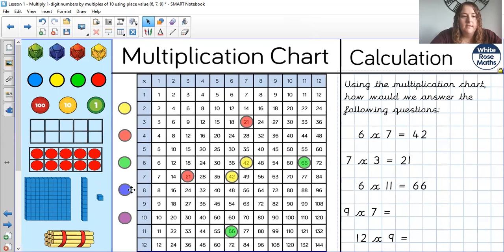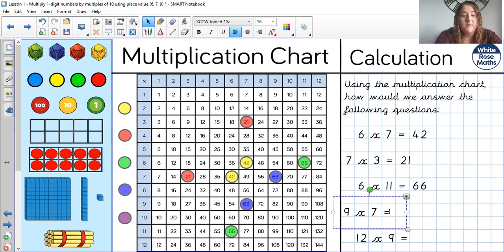9 times 7, I can use the blue this time, starting with the 9 along the top and going down to where it meets the 7 along the side here, so 63, or I could do 7 along the top and going down until I reach the 9. And again, the answer is the same, 63. Obviously, we're seeing here that you can do it either way using that grid, which is really useful.